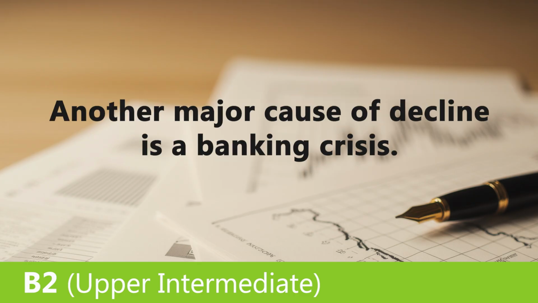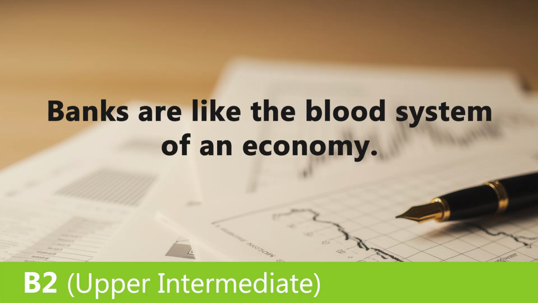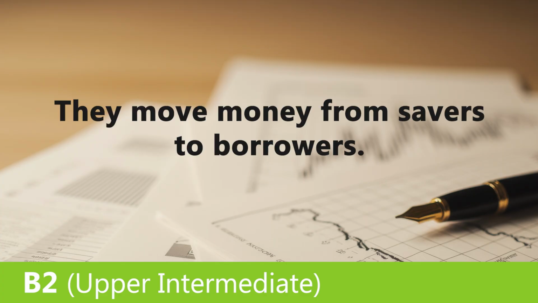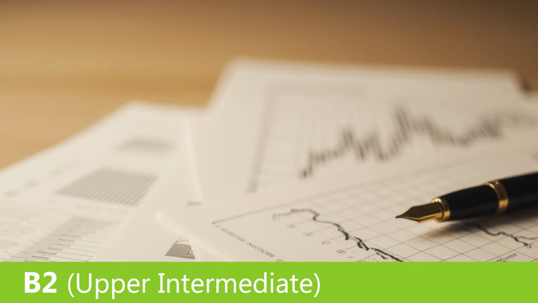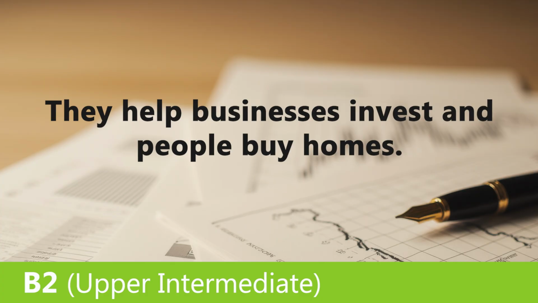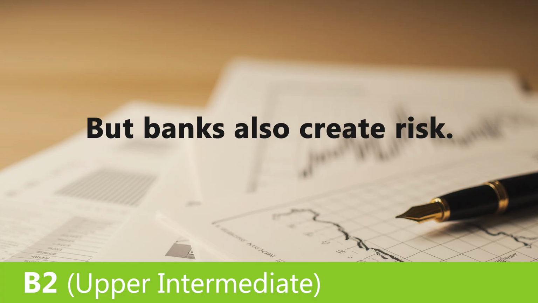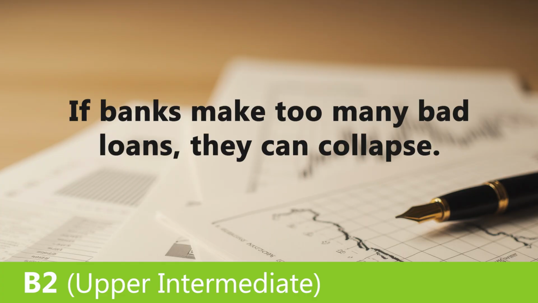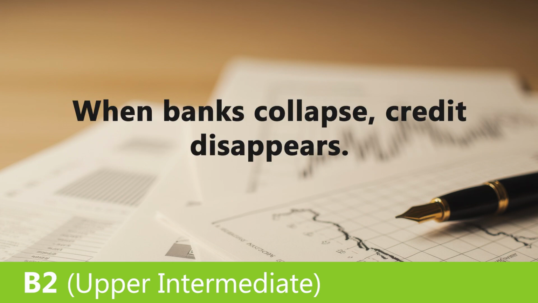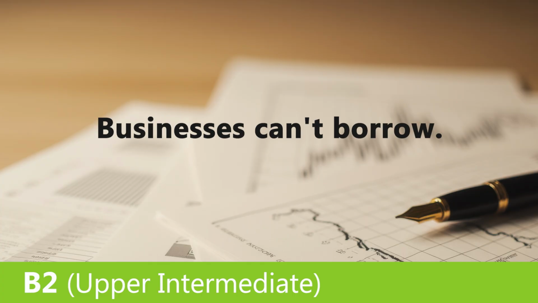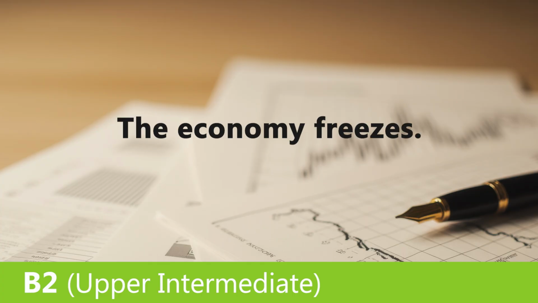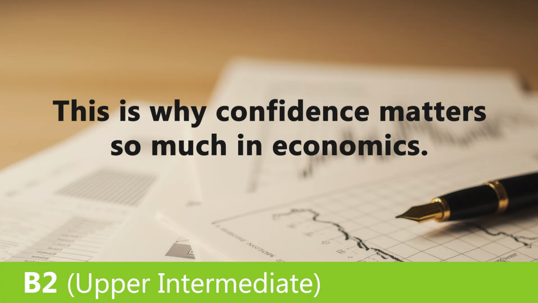Another major cause of decline is a banking crisis. Banks are like the blood system of an economy. They move money from savers to borrowers. They help businesses invest and people buy homes. But banks also create risk. If banks make too many bad loans, they can collapse. When banks collapse, credit disappears. Businesses can't borrow. People panic. The economy freezes.